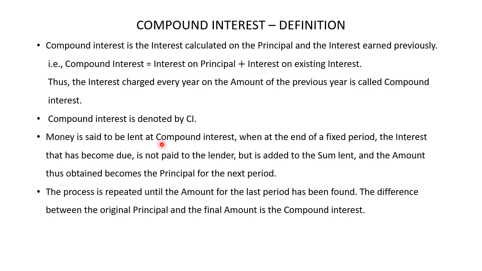Money is said to be lent at compound interest when, at the end of a fixed period, the interest that has become due is not paid to the lender, but it is added to the sum lent, and the amount thus obtained becomes the principal for the next period. The process is repeated until the amount for the last period has been found. The difference between the original principal and the final amount is the compound interest.